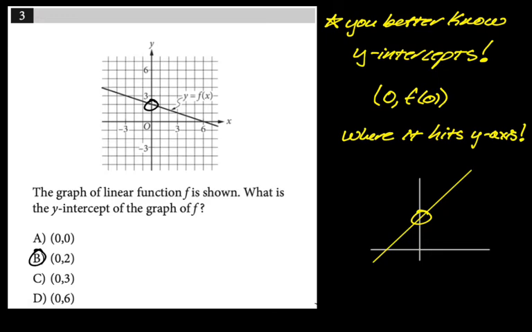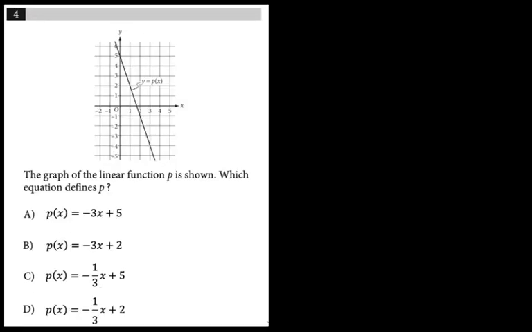But let's take a look at the next one. The graph of the linear function p is shown. Which equation defines p, right? So there are answer choices, and that's something to always keep in mind as you're doing this. Since there are answer choices, we can just start eliminating them. For example, that y-intercept again is at positive 5. I know that the equation is basically y equals mx plus b, where b is the y-intercept. So 5 has to be the y-intercept. So you can go through and just cross out anything that doesn't have 5 as the y-intercept.